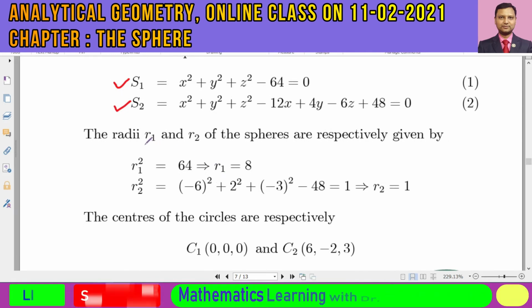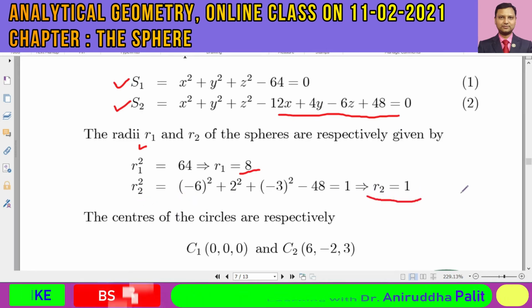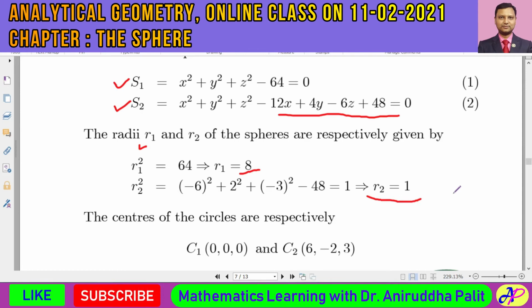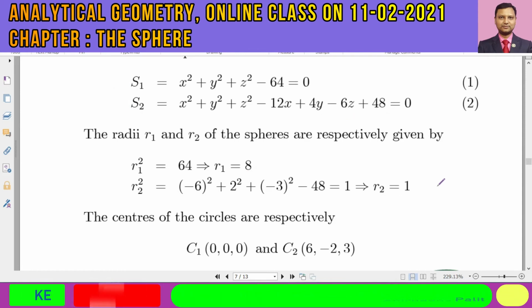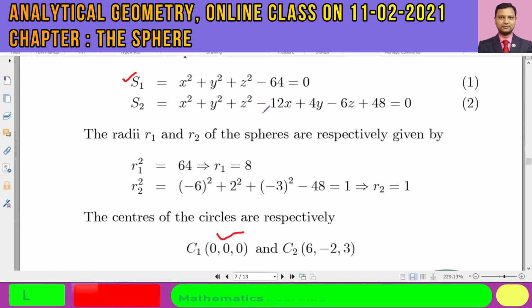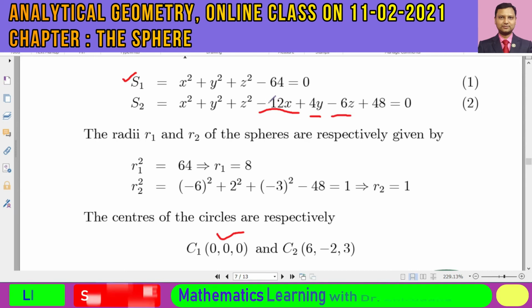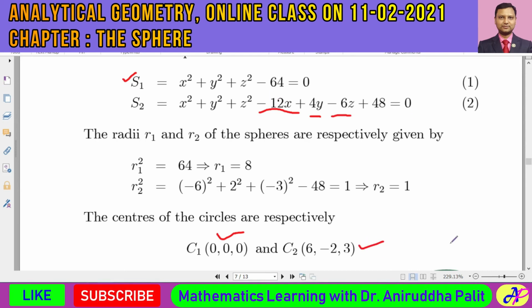What would be the radius of these two spheres? The radius of the first sphere would be equal to 8, and the radius of the second sphere would be obtained by this relation, and ultimately we will find that the radius of the second sphere is equal to 1. And what would be the centers of these two spheres? The center of the first sphere is 0, 0, 0, and the center of the second sphere would be 6, minus 2 and 3. From these coefficients we can find the center of the second sphere. So let us call them C1 and C2.